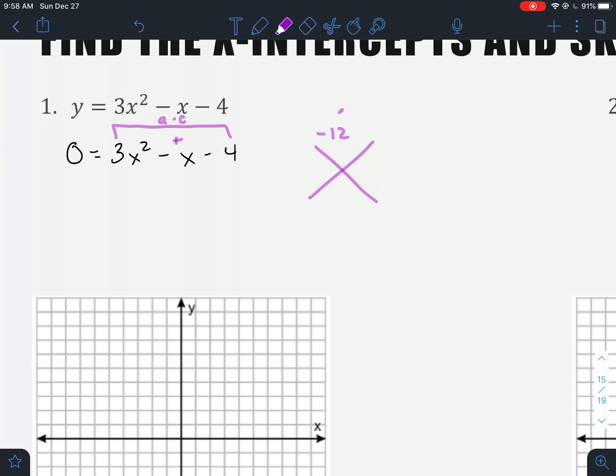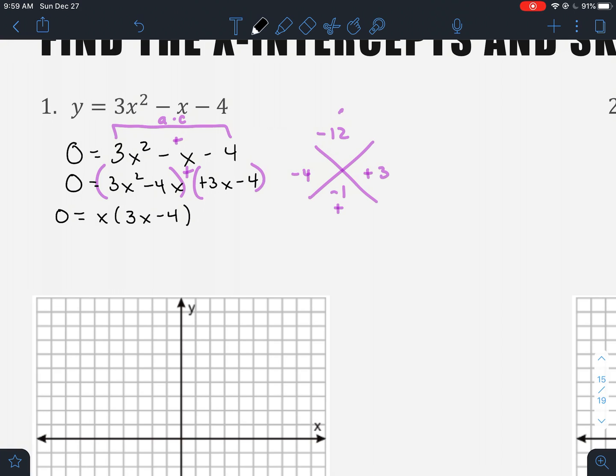So 3 times negative 4, so we do the a times c. So we need 2 numbers. When we multiply them, we get negative 12, and when we add them, we get negative 1. So that would be negative 4 and positive 3. So we can break up that middle term. So 0 equals 3x squared minus 4x plus 3x minus 4.